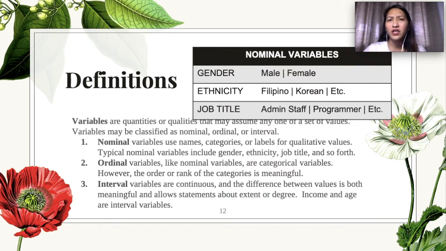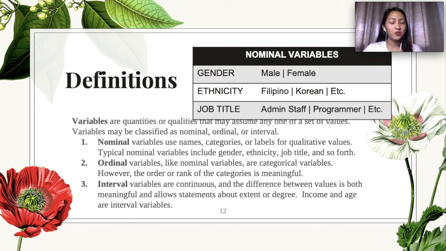Kapag nominal variable, iba yung representation nito. Kadalasan, ang representation ng mga nominal variable ay using frequency table. Ilan yung male, ilan yung female. Kadalasan din ginagamit dyan na graphical representation ay pie chart o kaya naman ay bar graph para makita mo yung difference or yung distribution ng gender, ng ethnicity, or ng job title.